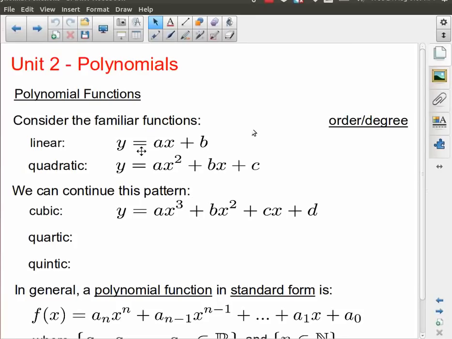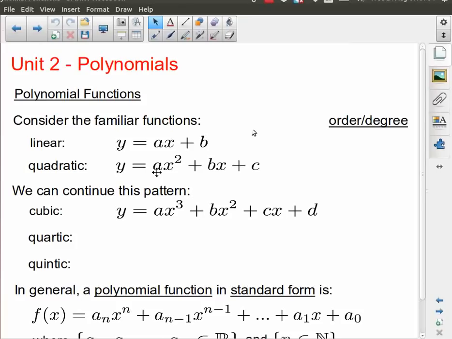So the generic representation of a linear function is y equals ax plus b. Obviously x is our independent variable, y is our dependent, and then the a and b are simply numeric coefficients that haven't been defined yet. And these can be any real number. In the case of something being linear, these can be any number including 0.